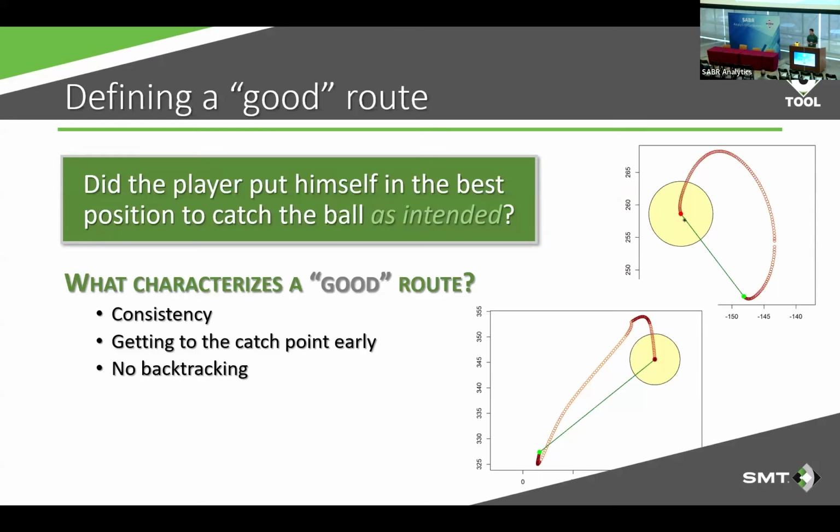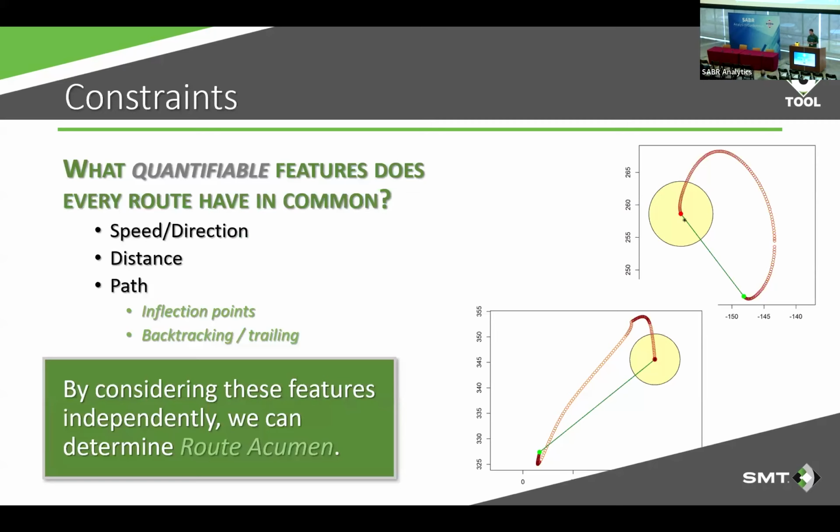But how do we quantify this? So this is where we introduce constraints. We look at what quantifiable features were common in every route. Every route has a certain speed and distance the player goes, and every route has a certain speed and direction that the player takes, and then every route has a certain distance the player covers to get to the ball. And there's also a certain path the player takes, which includes turning or inflection points, or paths that backtrack and trail the ball. I'll define each of these constraints in the next few slides. But the main premise of these constraints is that if the player does well in all of these, then they've put themselves in a good position to catch the ball, therefore making it a good route.